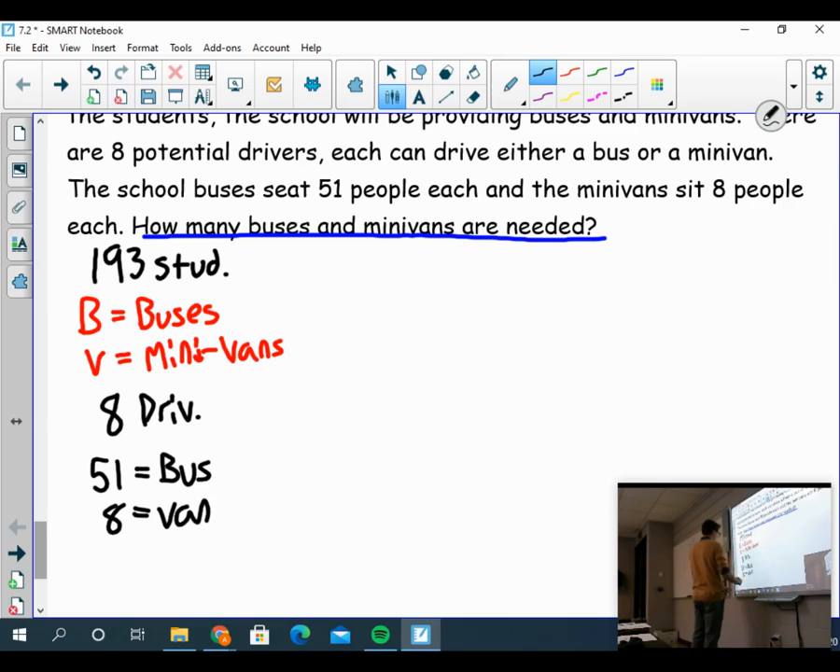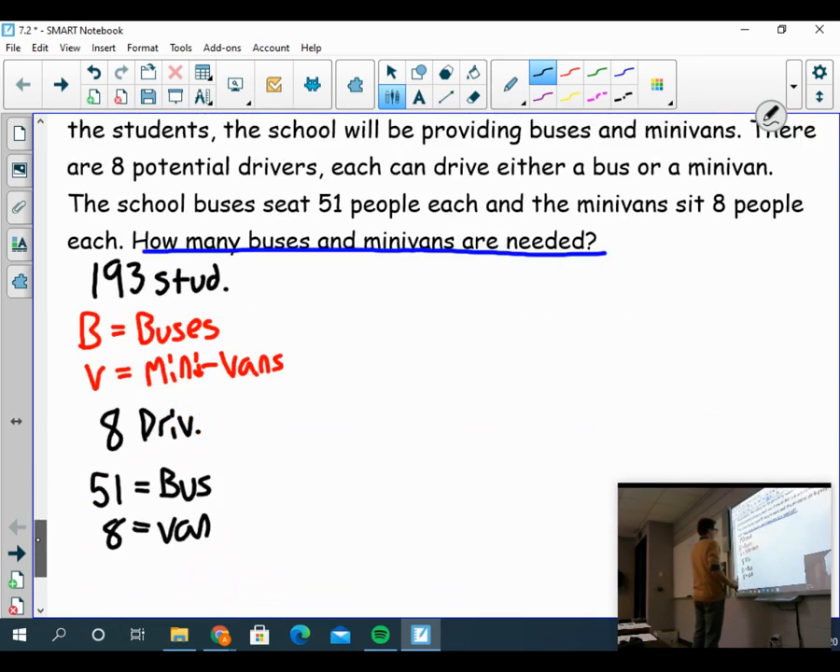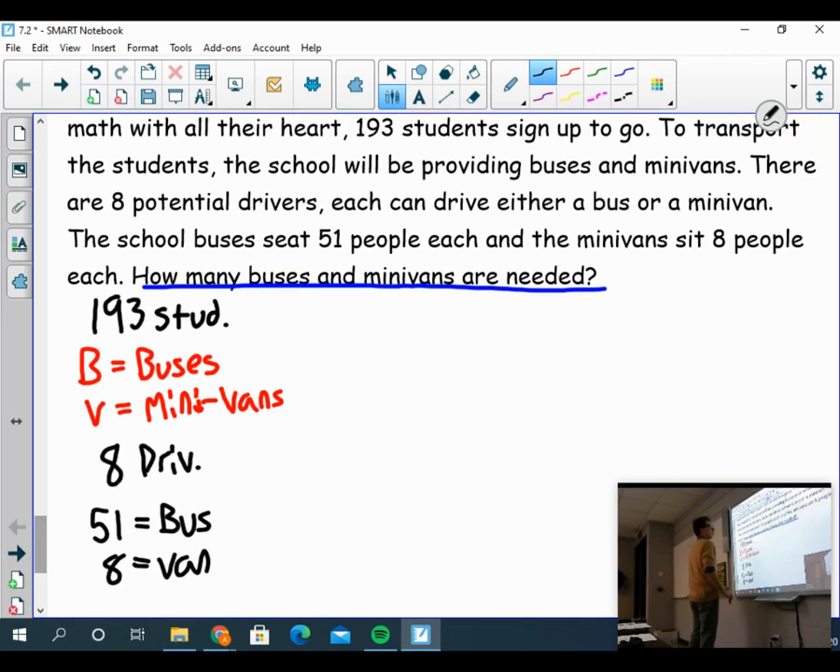All right, a lot of info. Let's set these up. Well, first things first, we got to identify the totals. The first total I see is 193. There are 193 students that are signed up to go to this thing. How are we going to transport these 193 students? How are they going to be broken up? Well, they're either going to be in buses or minivans.